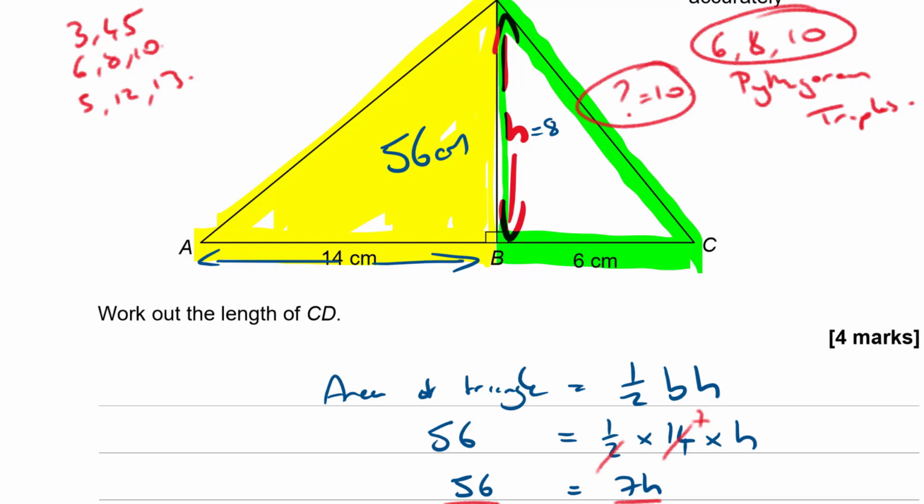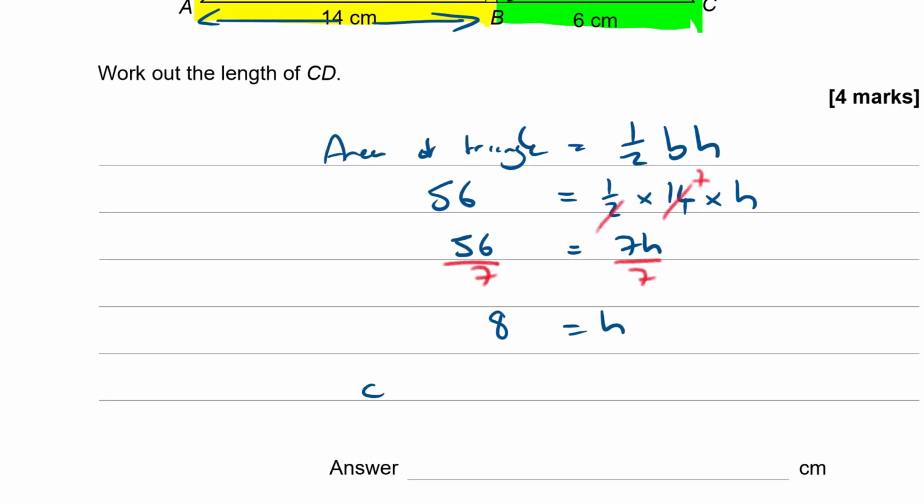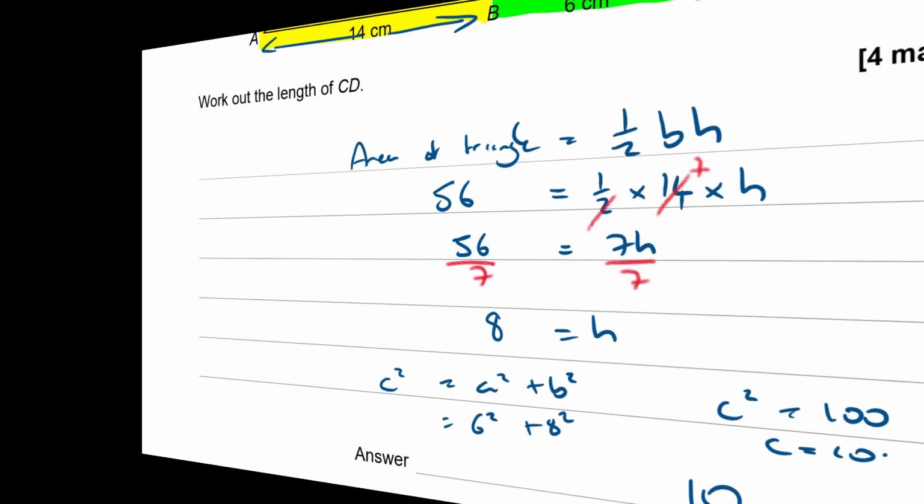But let's assume you didn't remember the Pythagorean triple. You'd have to use that c squared was equal to a squared plus b squared, wouldn't you? So c squared equals a squared plus b squared, which in this case would be 6 squared and 8 squared. 6 squared is 36, 8 squared is 64. Adding them together, you're going to get c squared is 100, making c equal to 10. So my answer is 10 centimeters, as I already told you.